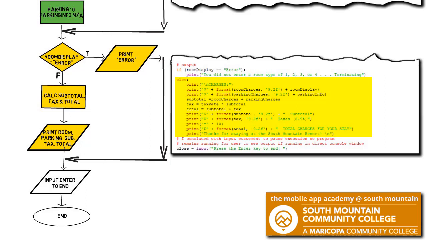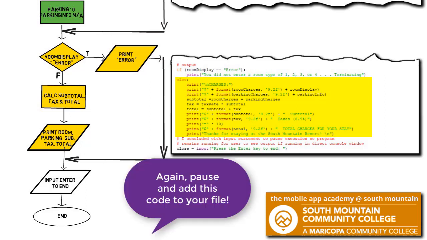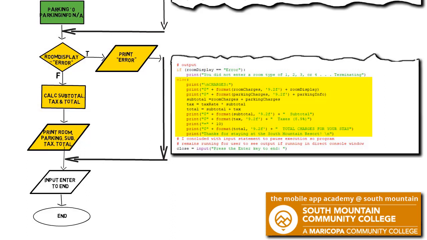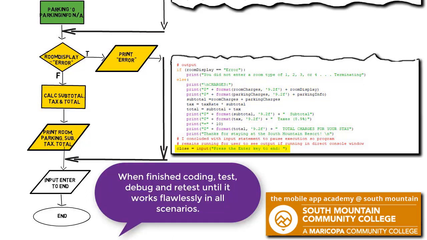And I'm formatting those to 9 spaces. They line up with 2 decimals. And then we're showing the values that come after that in terms of the room display, the parking info, and the total charges. Let me just add a thank you for staying at South Mountain Resort. And then once again, I have that input statement that pauses the display before the program terminates.